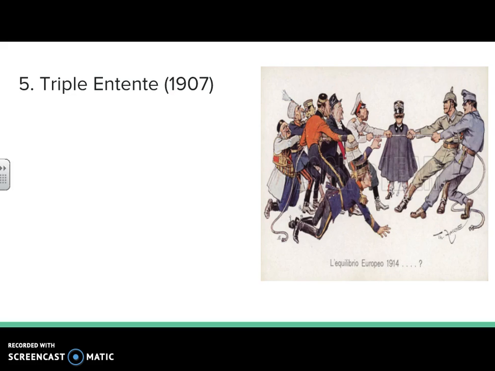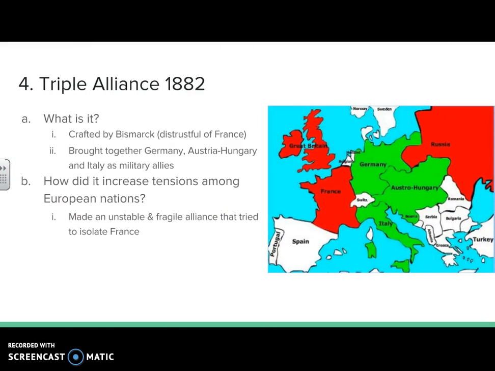But a little bit later comes the Triple Entente. So that's an alliance between Britain, France, and Russia. If you go back and look at this map, you can see that those countries are in red, and that is not exactly the way most Germans would have wanted an alliance to go, because as you can see, they've got rivals on multiple sides of them.